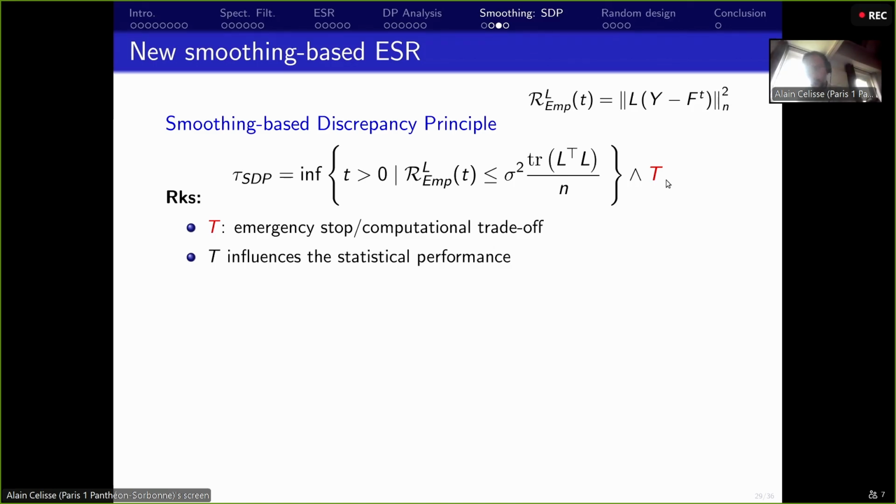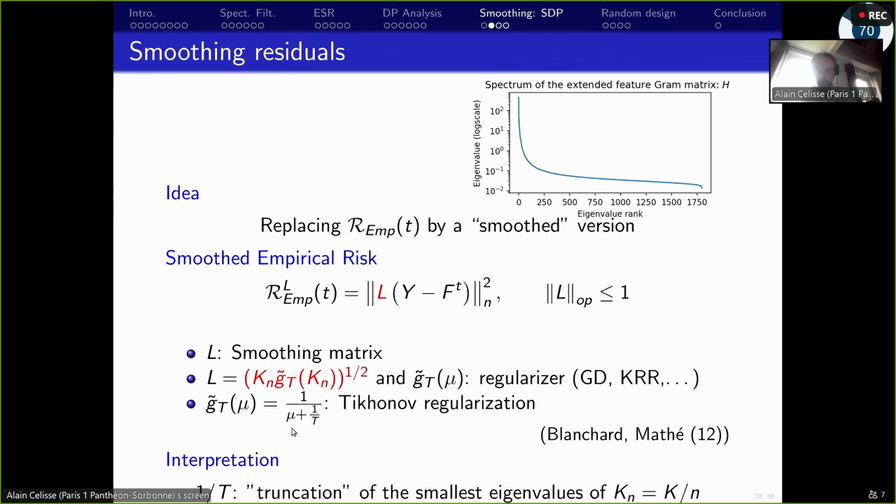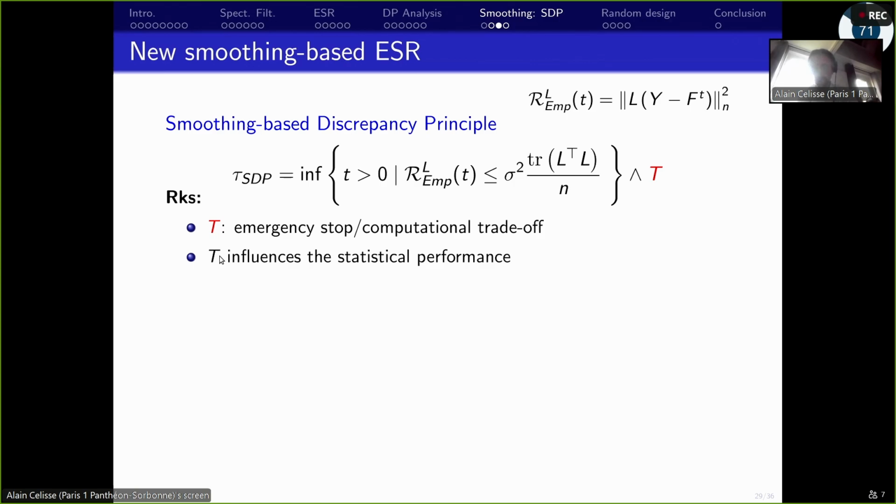The capital T is exactly the same capital T as the one introduced in the smoothing matrix, in the regularization. What does it mean? It means that this capital T can be understood as a kind of emergency stop, meaning that, for computational constraints, you are not willing to make more than capital T iterations at most. This is the computational price you're willing to pay.